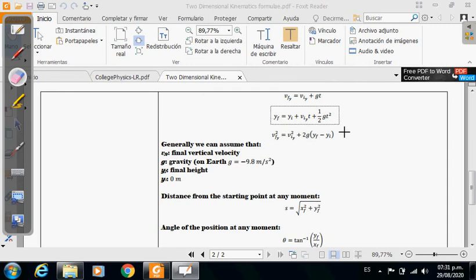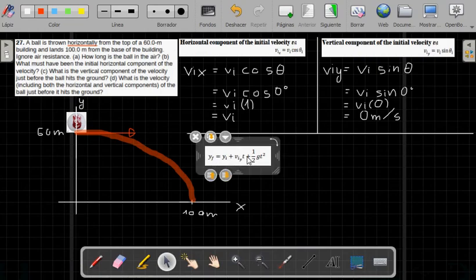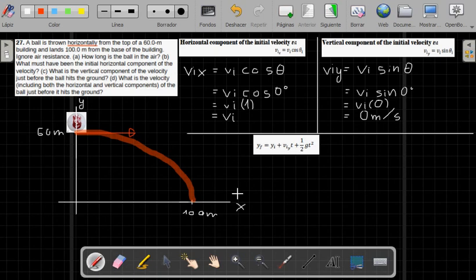Let's take it to our blackboard. There it is. Okay, now let's start replacing all the data that we need. Let's start with the final height. The final height will be 0 meters.